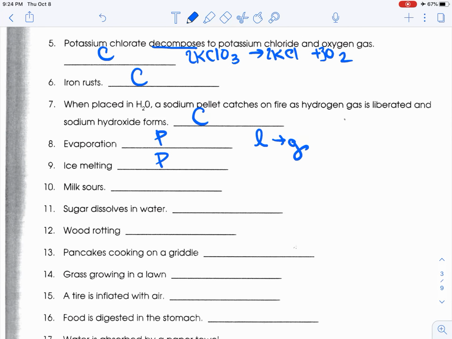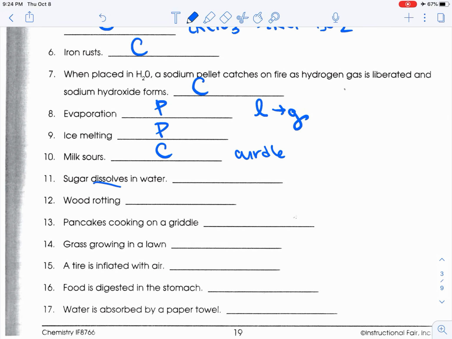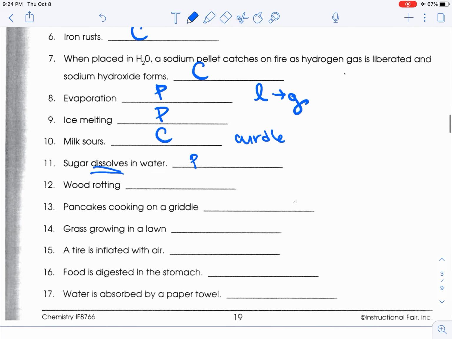Milk is souring. When milk sours, it's going to curdle. It's going to change the taste. So that is a chemical change. It's like chunky, gross. Sugar dissolving in water, that's just a physical change. The sugar is not gone away. It's just evenly distributed throughout the water molecules. Wood rotting, that is definitely a change in the chemical structure.